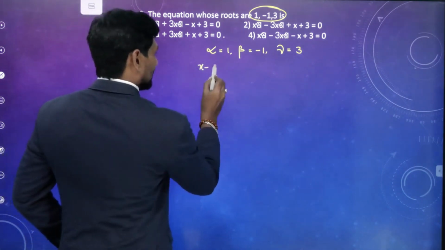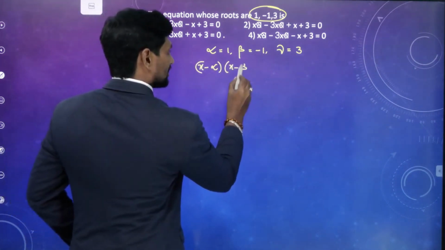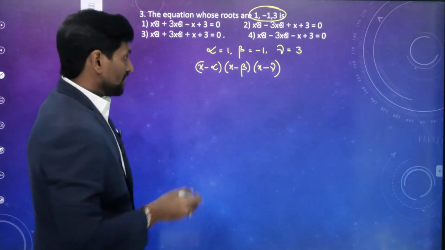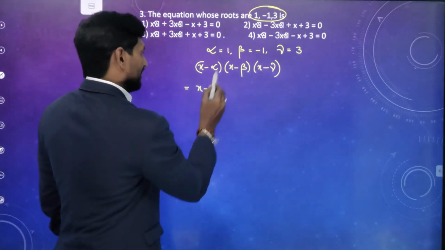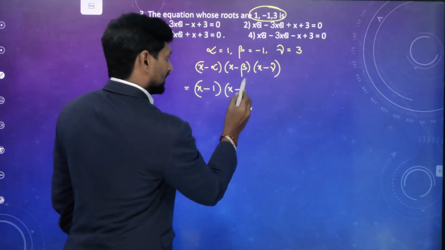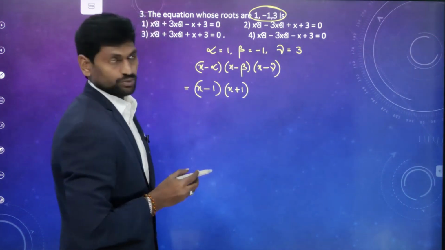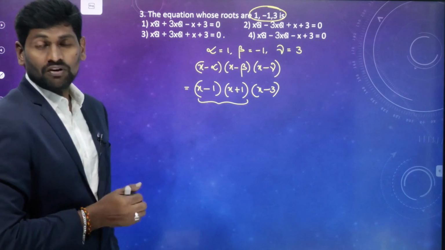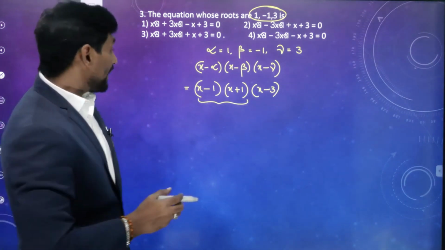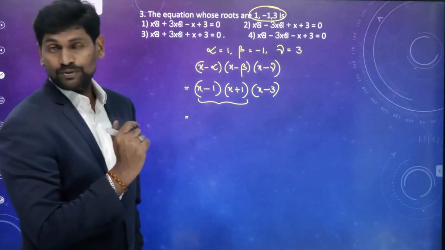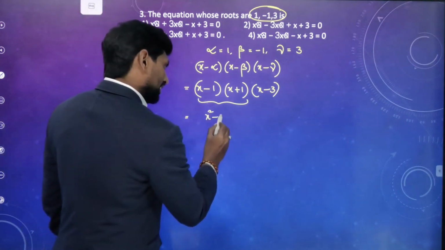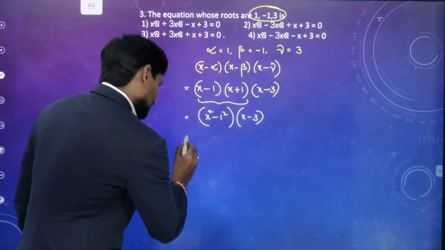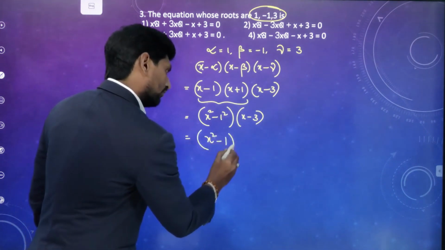We have learned in our previous class that it is nothing but x minus alpha into x minus beta into x minus gamma that will be the required polynomial, right? Let us substitute. x minus alpha, the value is 1; x minus beta, the value is -1, so this will be x minus of minus, plus 1; and x minus 3. I am going to multiply the first two, they are in the form of a minus b into a plus b. A minus b into a plus b is nothing but a square minus b square, right? So this is x square minus 1 square into x minus 3.